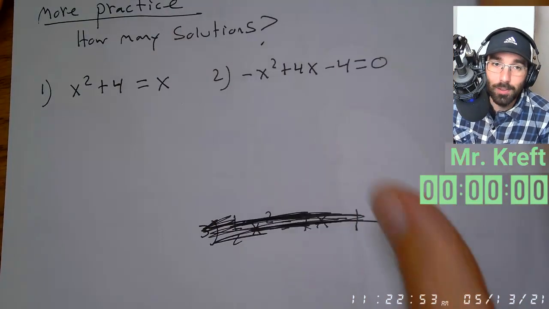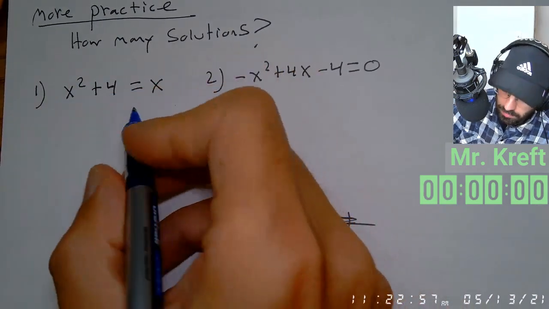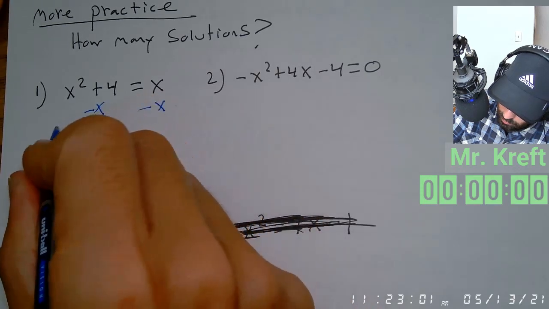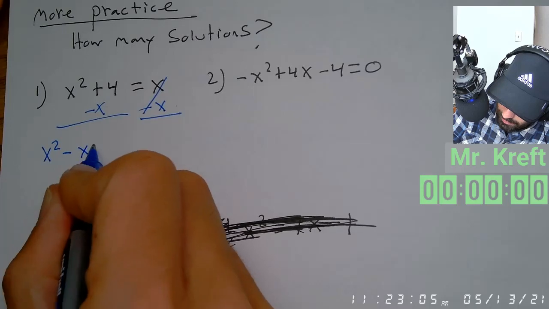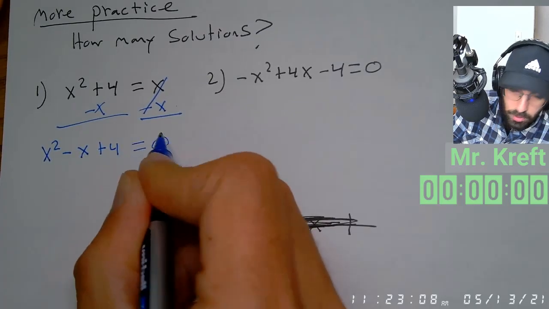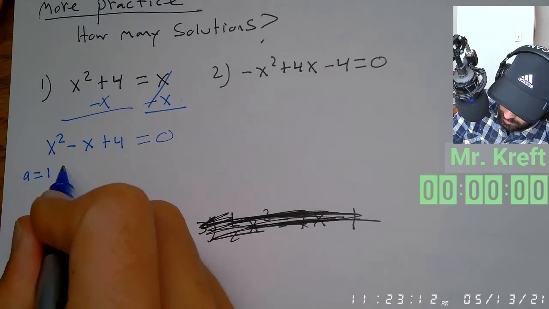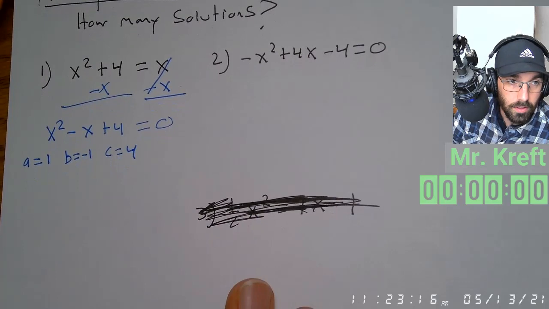All right, guys, I'm really sorry. I'm going to run out of time, so I'm just going to quickly go through these. So first one, not in standard form, so I'm going to subtract x from both sides. Okay, so I get x squared minus x plus 4 equals 0. We want to get it to 0. So I have a equals 1, b equals -1, and c equals 4.